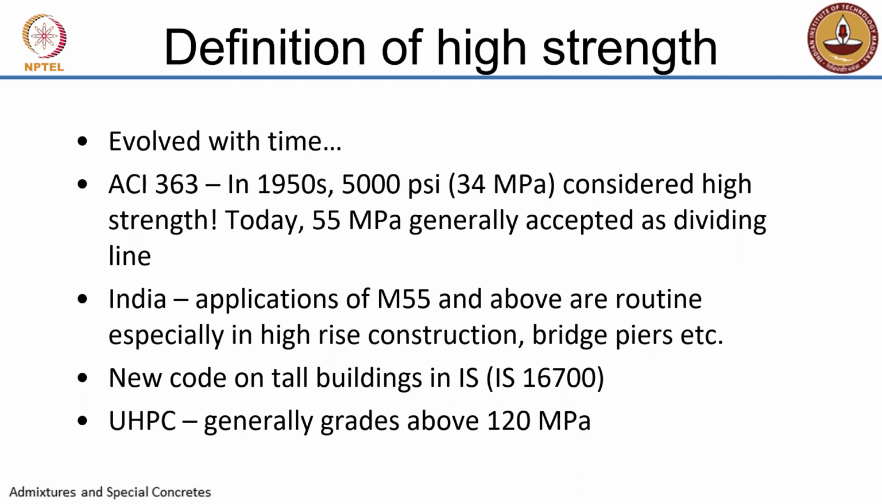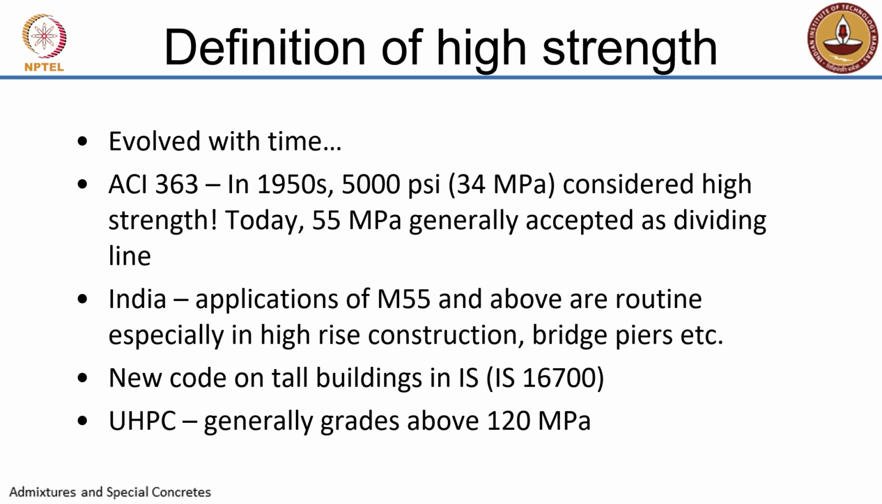Today, concretes are being used at least for high-rise buildings with strengths of at least 80 to 90 megapascals. For bridges, 45 to 60 is more typical, right? Now, high-rise construction often has special demands for concrete, which we'll discuss later. But in general, at least in India, the accepted definition is more than 55 MPa is high strength.